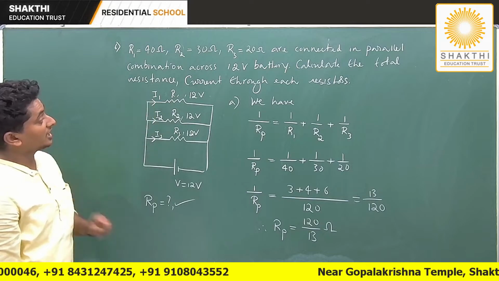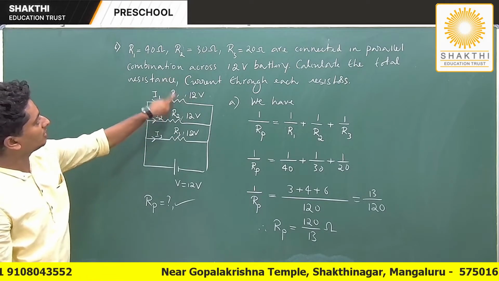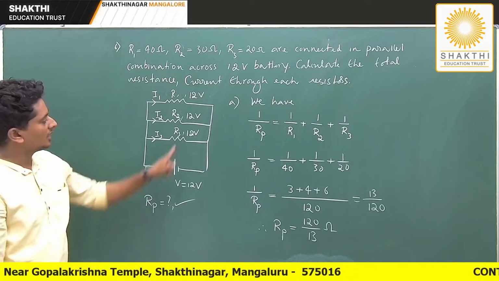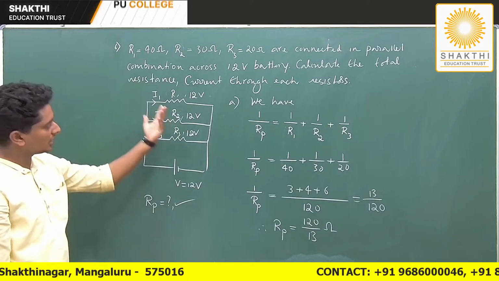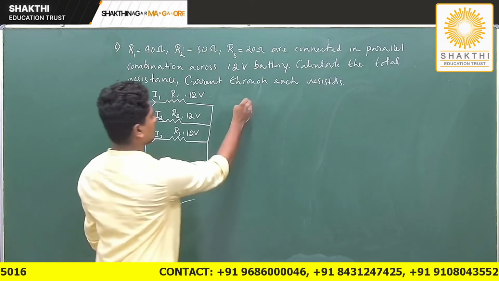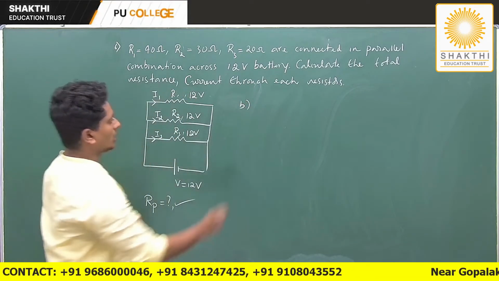So how can I find I if I know R1 and potential V? I know R1, I know V. How to find I1? Again use Ohm's law. I know R2, I know V, and I have to calculate I2, again use Ohm's law. Same thing, we will do it. Next, let us calculate the current through each resistor. Okay, so first, current through R1.